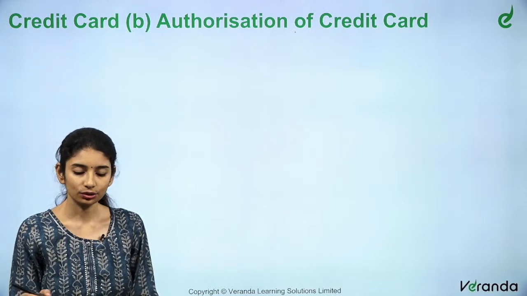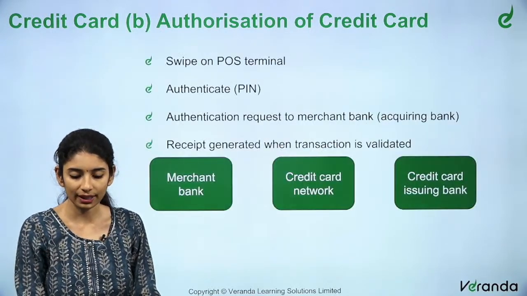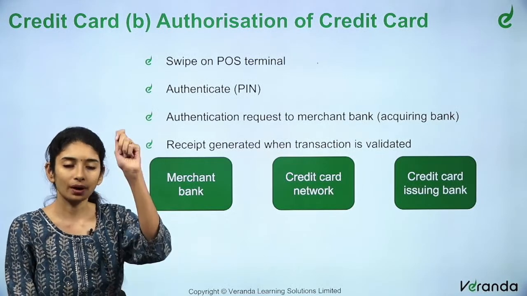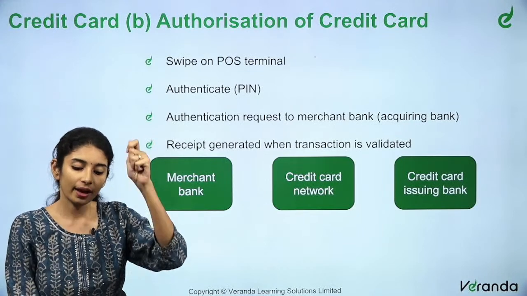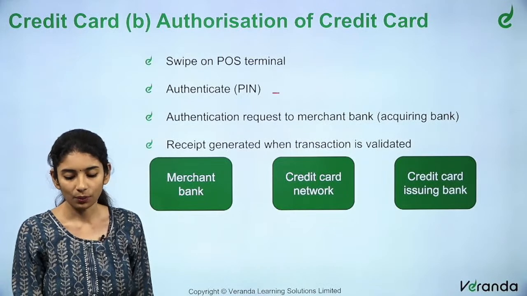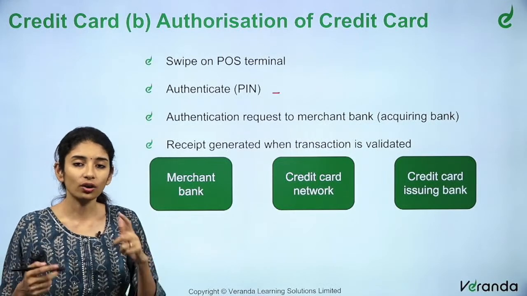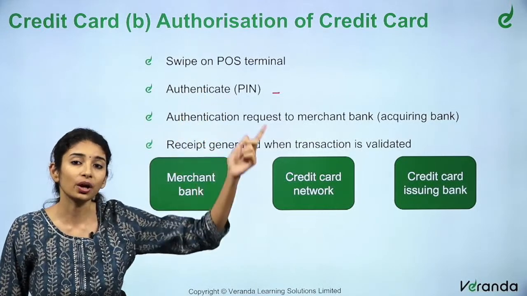Authorization of credit card. So first is issuance of credit card. Second is authorization of credit card. Once I swipe it on a terminal, say I am going to a petrol bunk and I swipe my card, it will ask me for PIN. Once I enter the PIN, the machine will send a request to the merchant bank, to the acquiring bank.